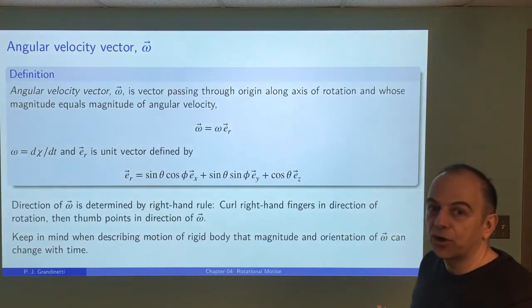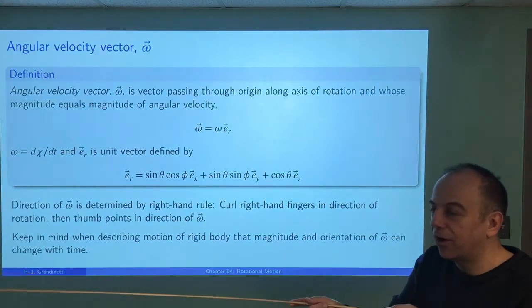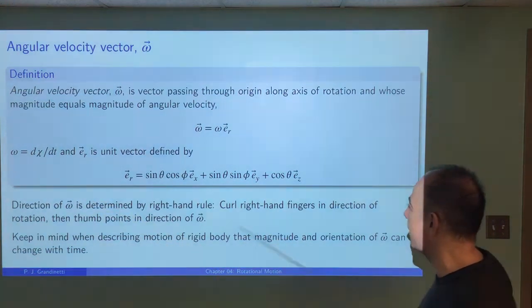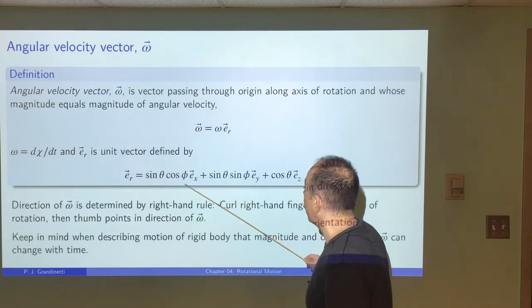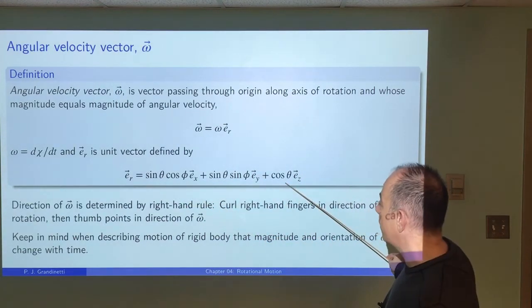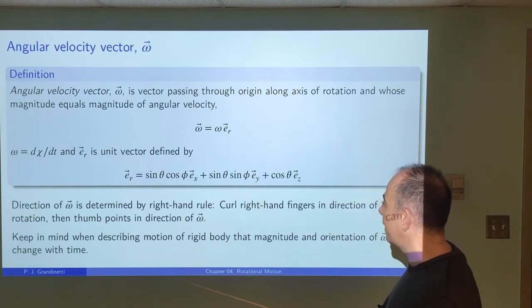Imagine on your car then, that vector will be pointing along the axle of your car, and the length of it will be how fast the tire is rotating. In terms of Euler angles, we can define this unit vector along R using the angles theta and phi with this definition, using the Cartesian unit vectors there.